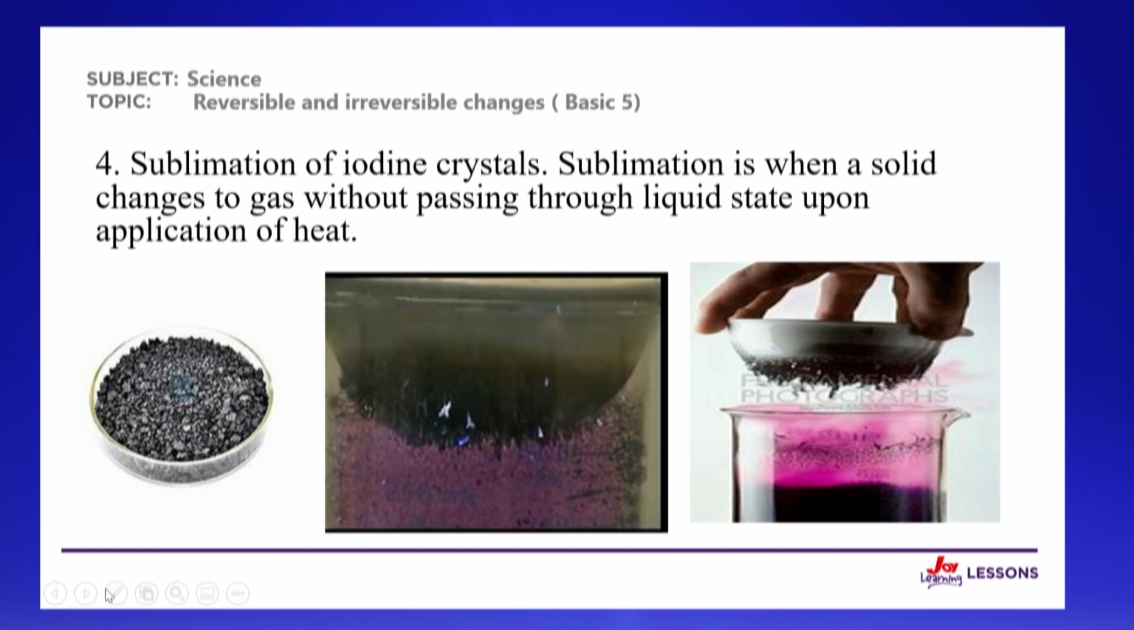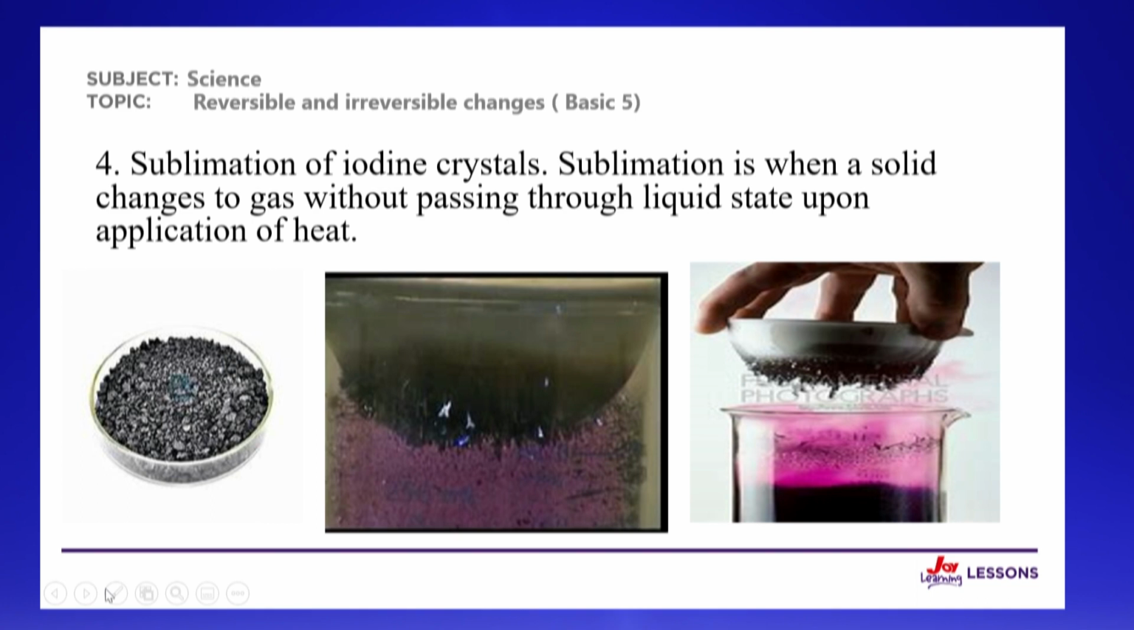Now we have another method called sublimation. Sublimation is when a solid changes to gas without passing through a liquid state upon application of heat. So when you heat iodine crystals, the iodine crystal will change directly from solid to gas, to vapor, without turning to liquid first. When you heat it, it turns to vapor. And that is what we call sublimation.